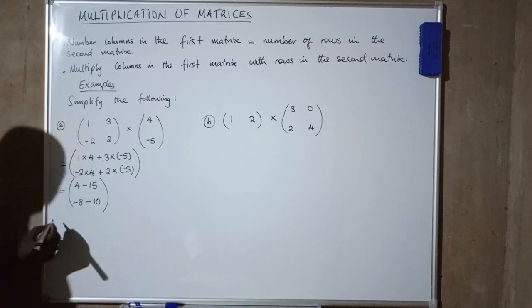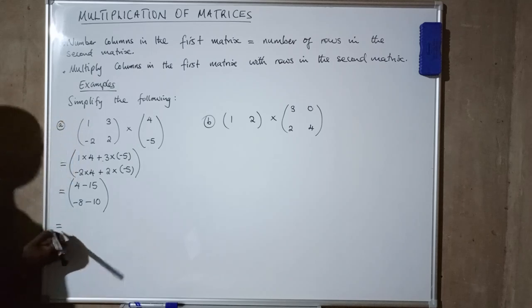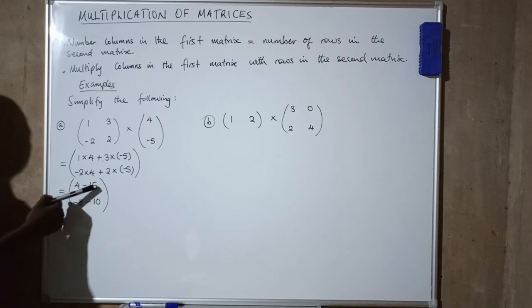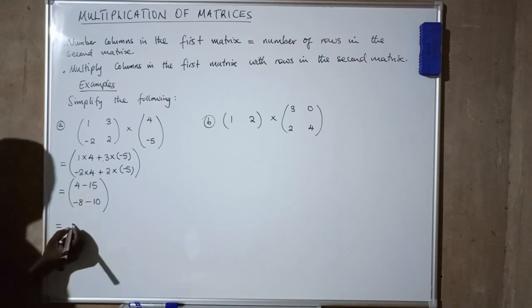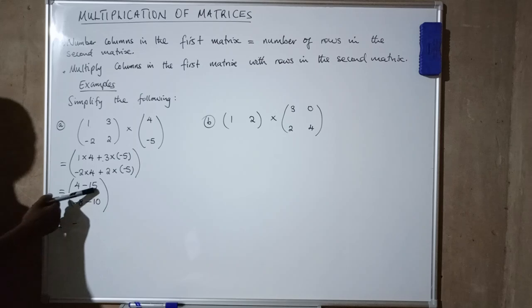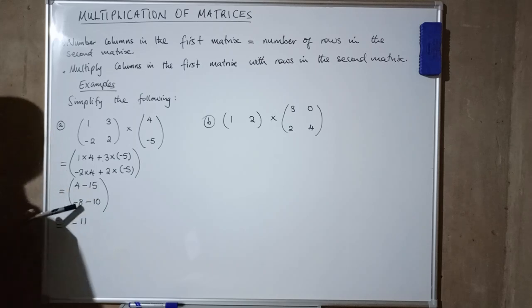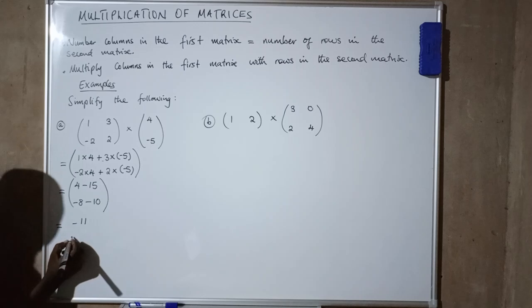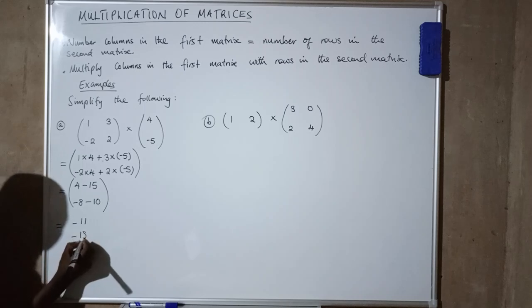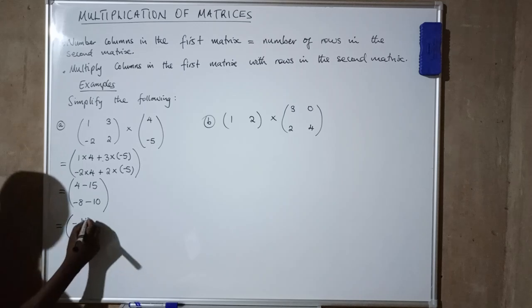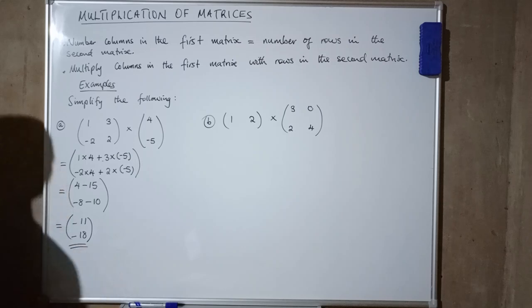Then what you do lastly is this. You say 4 minus 15, which will be negative. Then 15 minus 4 will be actually 11. Then negative 8 minus 10 will be actually negative 18. So this one will be negative 18. So this will be the final answer like that.